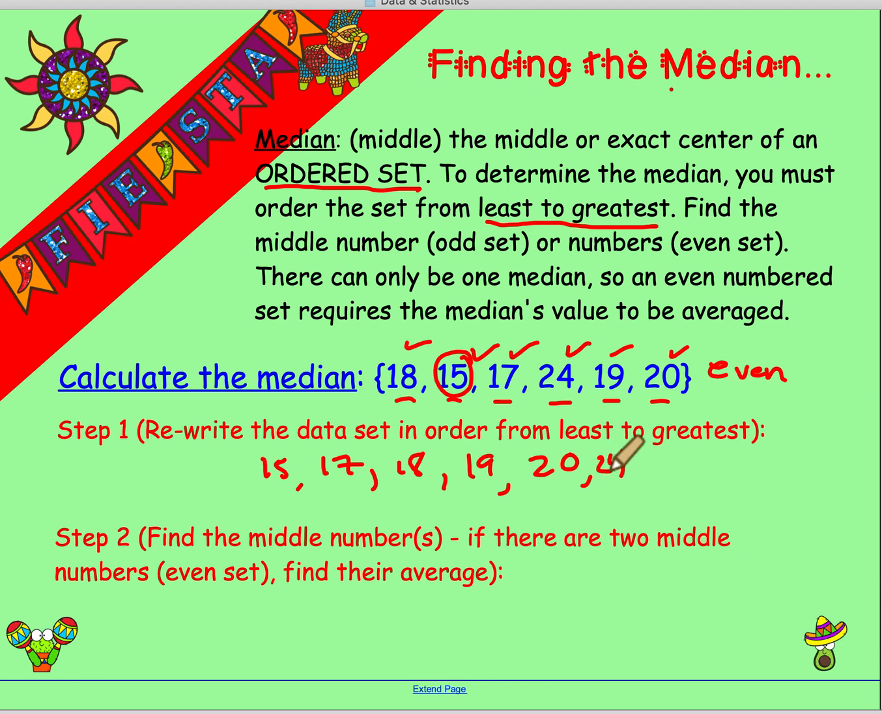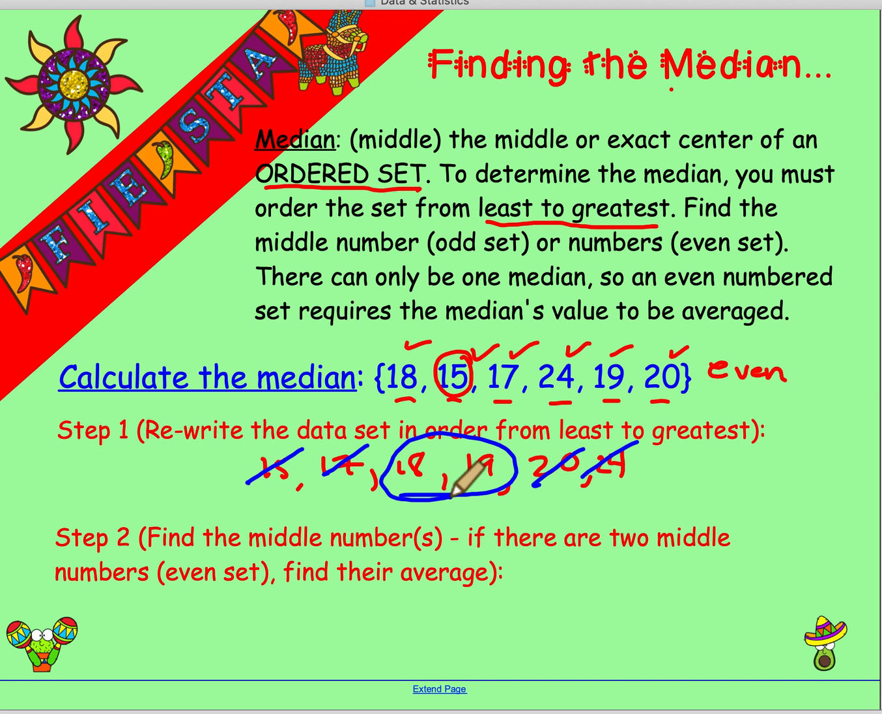So when I'm trying to find the middle numbers, I tend to do it like this. I say, okay, well, 15 is the lowest and 24 is the highest, so they cannot be in the middle. So then I match the next lowest and the next highest together because they can't be in the middle. So that leaves me the two numbers in the middle, 18 and 19.